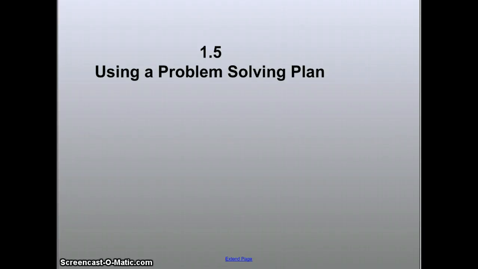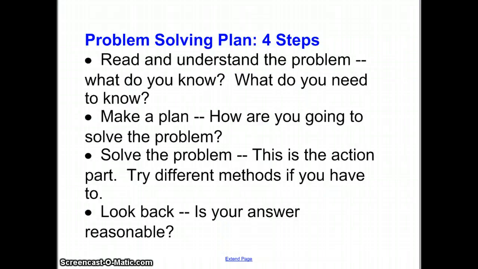This is section 1.5, using a problem-solving plan. There are several steps to solving a problem. There are 4 that the book lists specifically. The first step is to read and understand the problem.